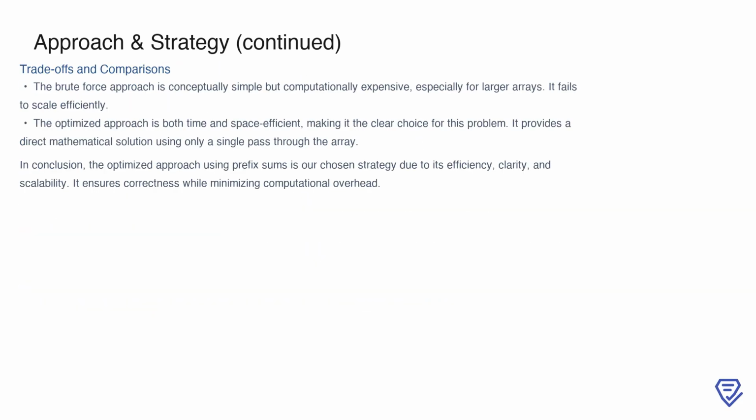When comparing the two approaches, the trade-offs become evident. The brute force method is easier to conceptualize but suffers from poor scalability due to its high computational cost. It becomes impractical for large arrays or extreme input values. On the other hand, the optimized method is both time and space efficient, making it the clear choice for this problem. By leveraging the prefix sum and tracking the minimum cumulative sum, we reduce the solution to a single pass through the array and a straightforward mathematical calculation.